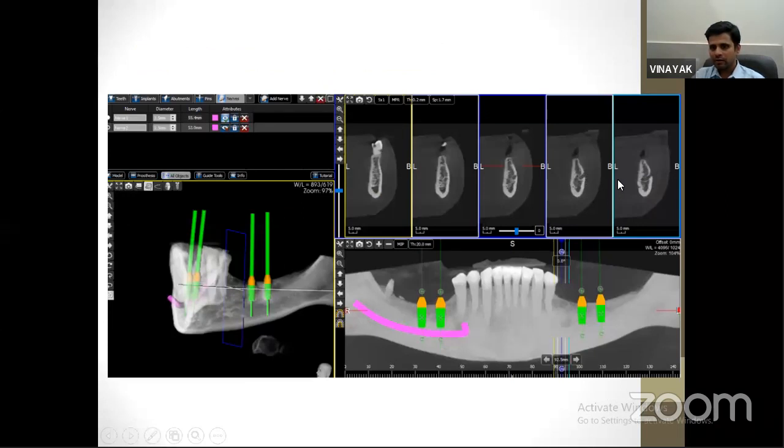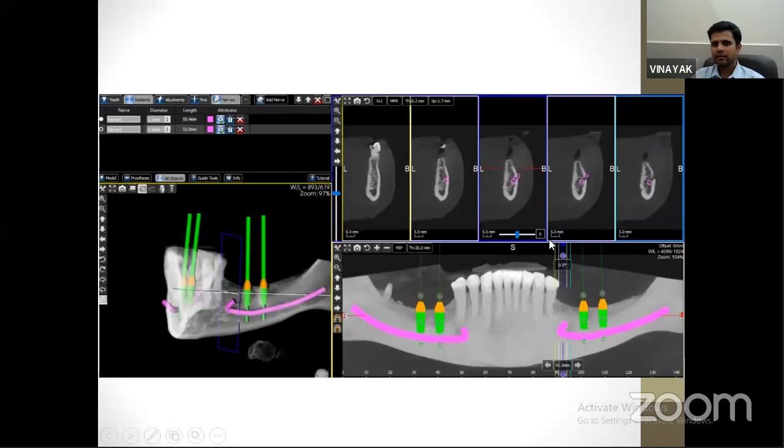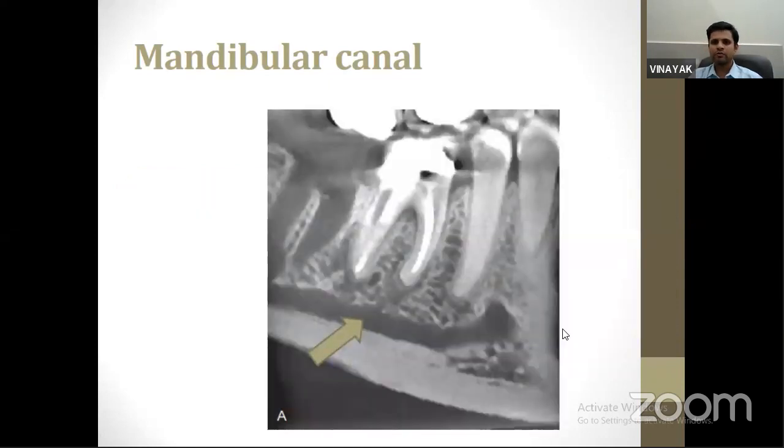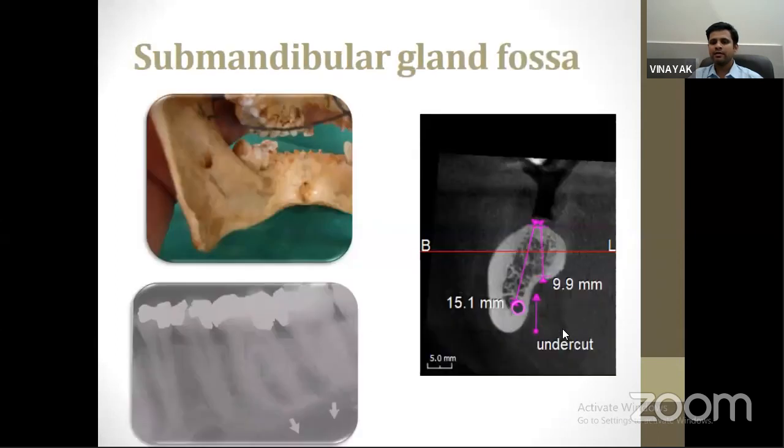So if you see here, your foramen is opening here in this slice, right? But your nerve is extending anterior to it. See, right? So this is the anterior loop. It is important to avoid it, to avoid paresthesia. And in the posterior region, the major landmarks are your mandibular canal, that is your inferior alveolar canal, and the submandibular salivary gland fossa. It is more prominent in the 7 region.